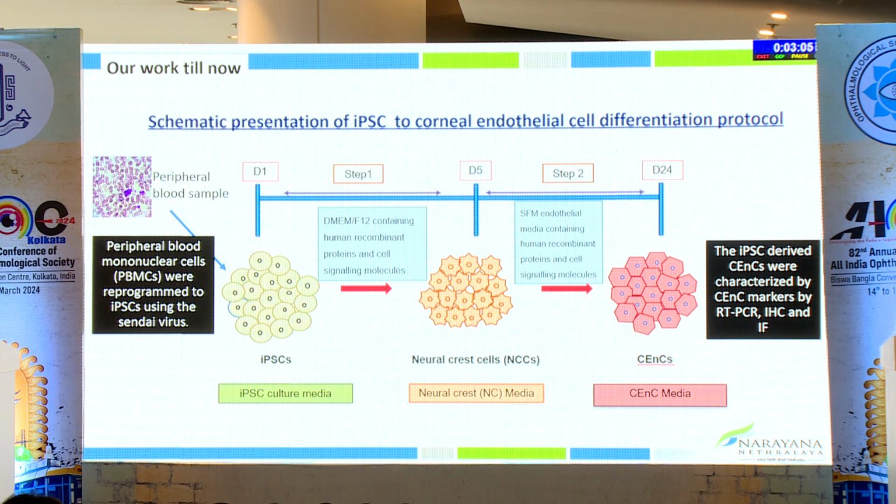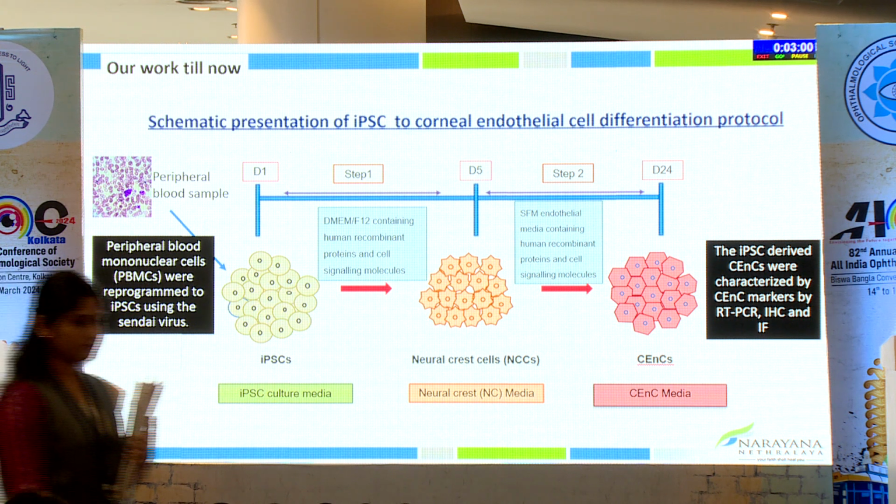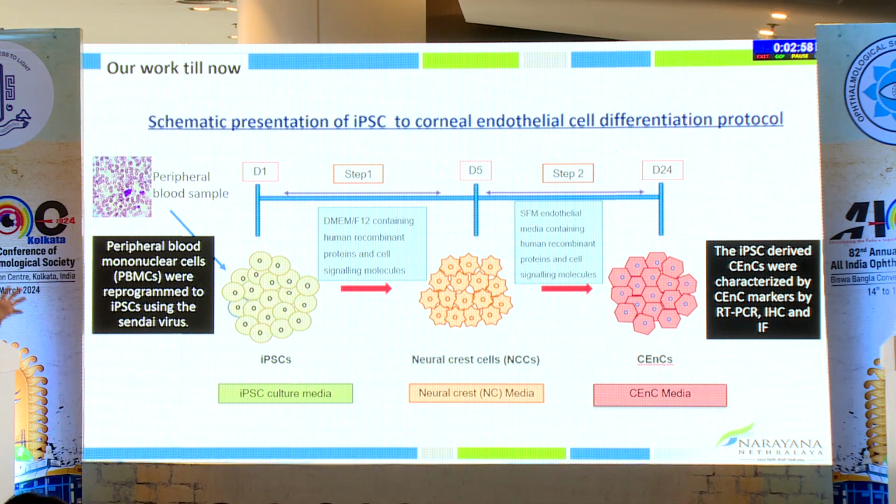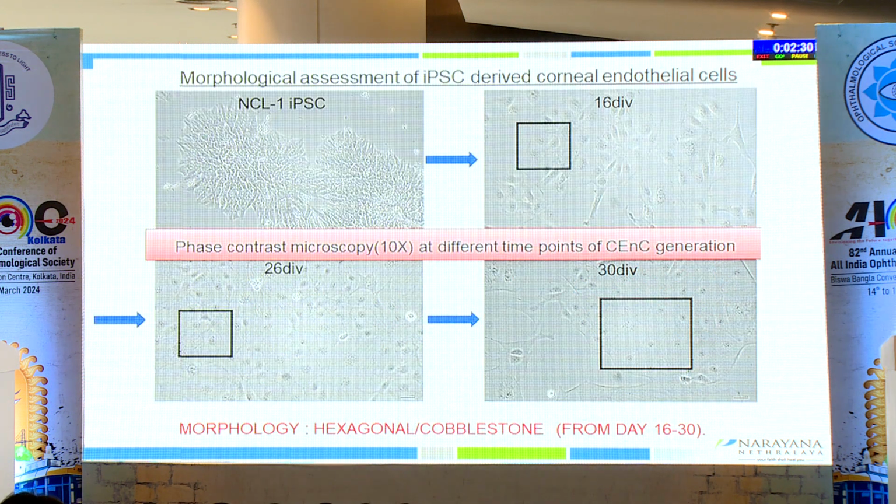So our work till now is that we have taken a normal peripheral blood sample. Those mononuclear cells were reprogrammed to form pluripotent stem cells. And as we know, stem cells can then be moved into any type of cell, and we moved it through the neural crest cells into a corneal endothelial type of cell using the Sendai virus. These were then characterized because we have to look at their clinical characteristics and also different markers which are known to be specific to corneal endothelium using RT-PCR and immunocytochemistry.